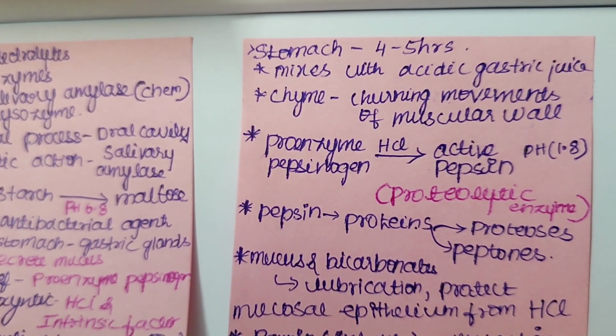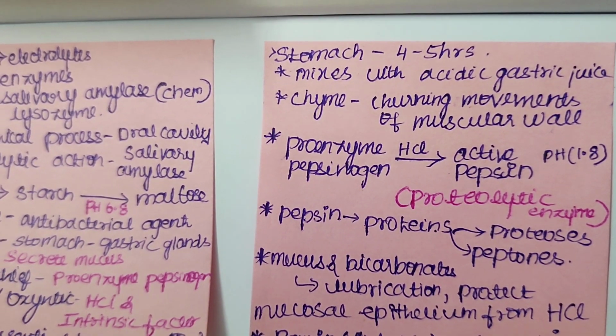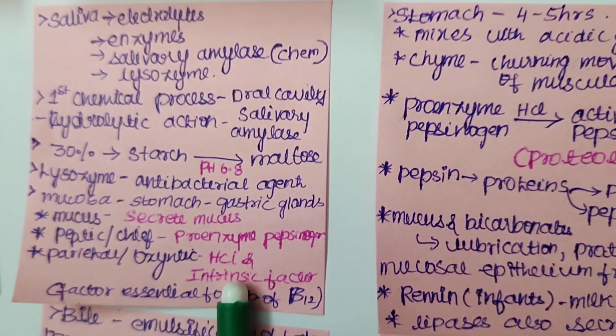It will keep on moving the food. With the churning movement, the food will get mixed into the acidic gastric juice, which we talked about here as the HCl.